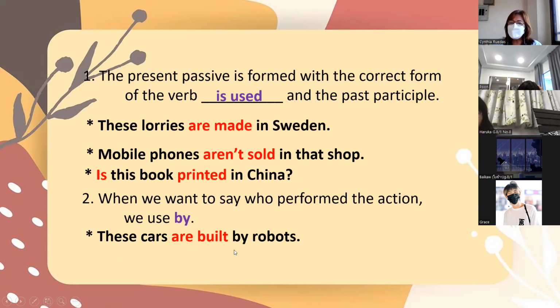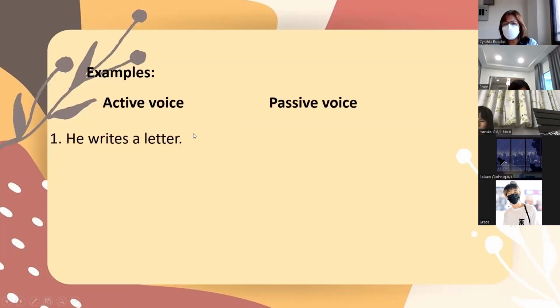Okay, if we are going to make it in an active voice, what will be the sentence, Haruka, for active voice? Robots build these cars. Okay, very good. Robots build these cars. So that is the active voice, okay? So let's continue. Okay, I have here an example. Let's have an exercise so that you will understand more the usage of the passive voice in a sentence.